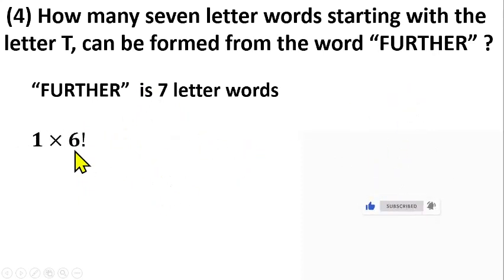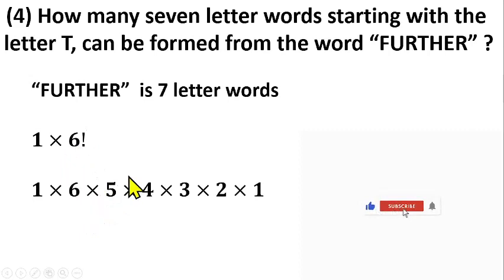So that means you'll have 1 multiplied by the number of ways to rearrange the remaining 6 letters around the letter T, which is 1 times 6 factorial, because we are trying to rearrange F, U, R, H, E, R around this T. If you find 6 factorial, it means 6 times 5 times 4 times 3 times 2 times 1. If you simplify that further, that should give us 720 ways.